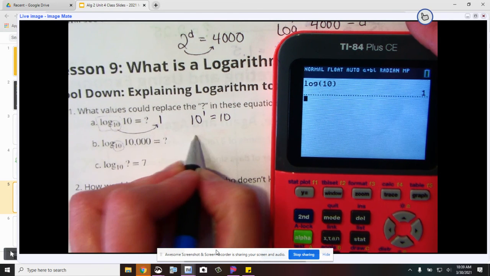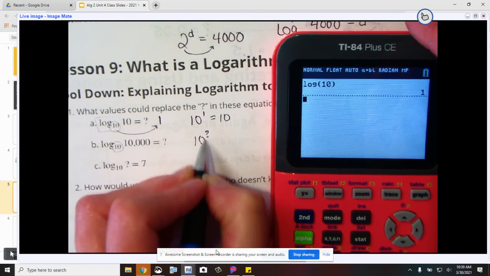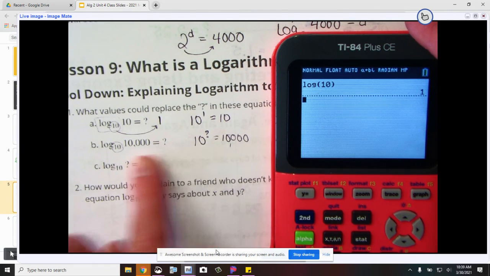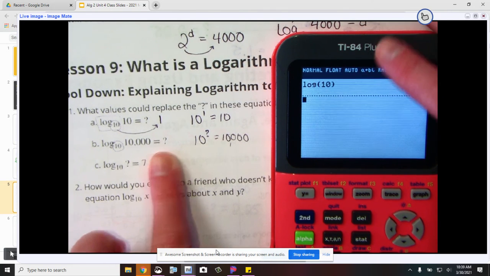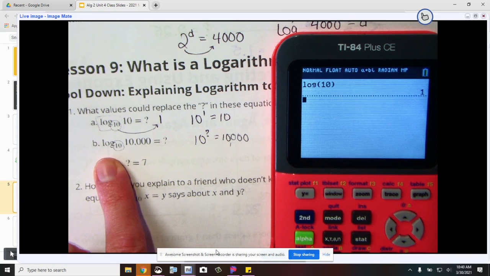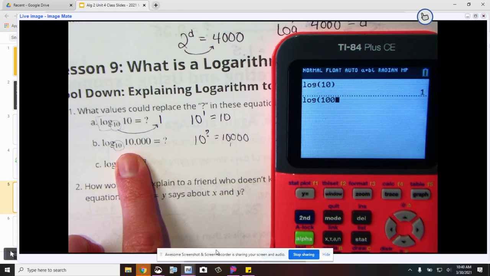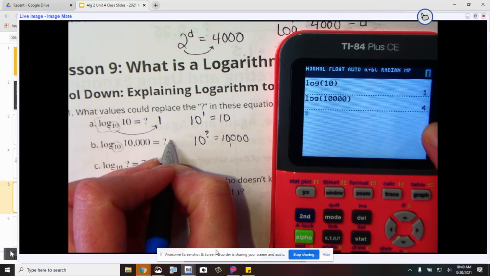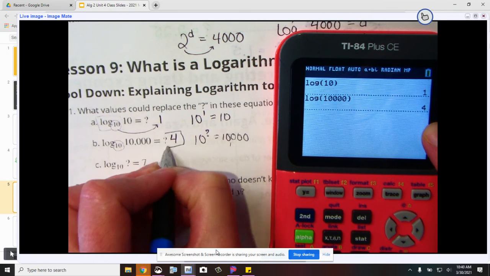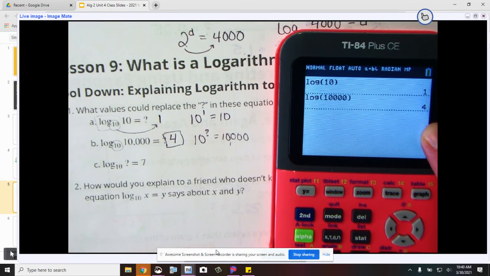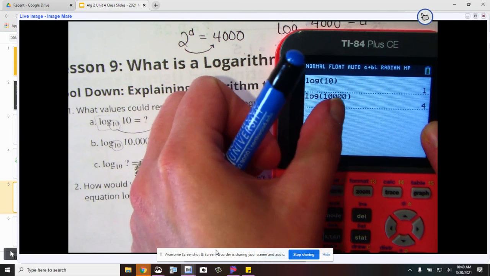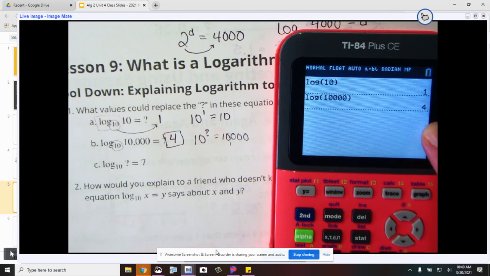Base 10 to what power would equal 10,000? That's what this is asking. That question mark is telling us that. But if we simply type in log of 10,000, because our calculator assumes base 10, I see that that question mark has to equal 4. So 10 to the 4th power, that is a 1 with 4 zeros to it.